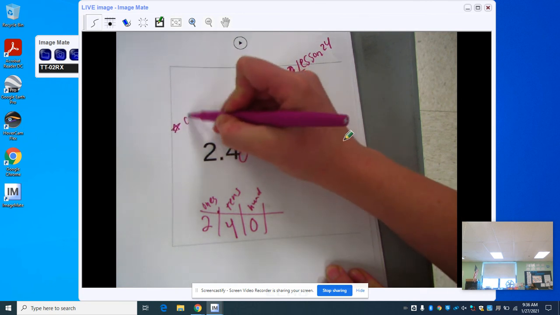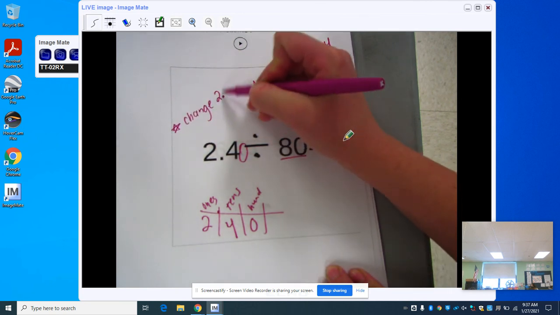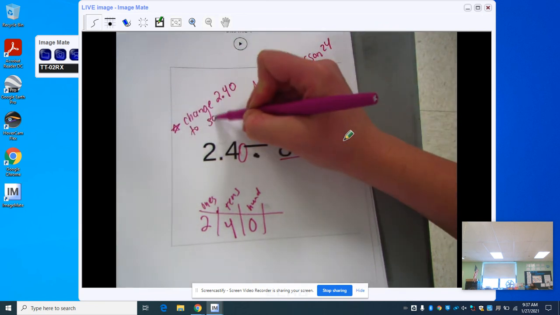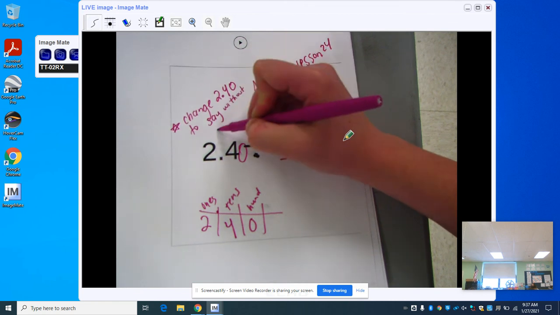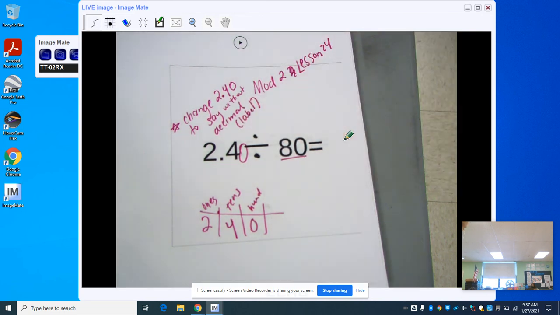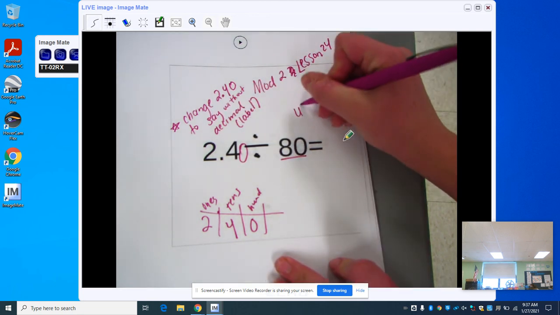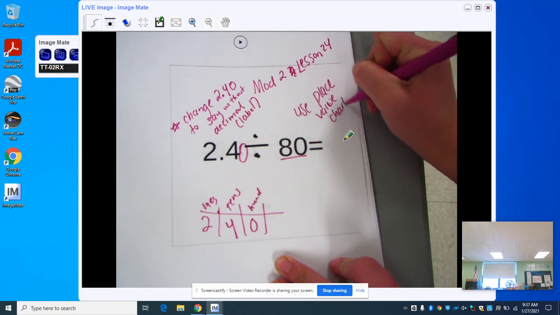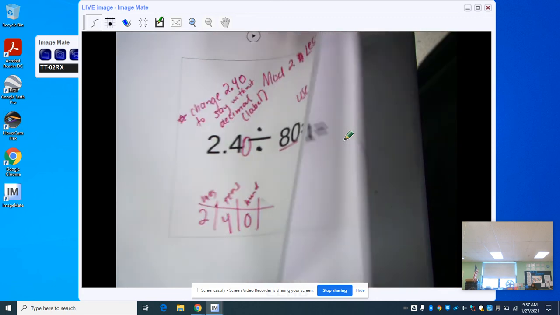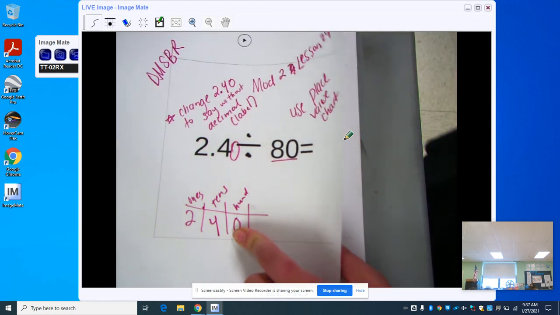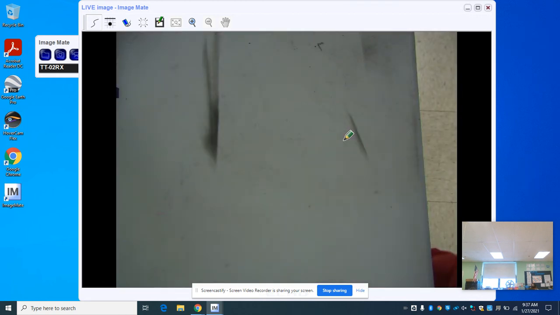Your hint is change 2.4 or 2.40, 2 and 40 hundredths, to say it without the decimal. AKA, say it with a label. And then divide. Use your place value chart. That's a big hit right there. Then divide using dirty monkeys smell bad really. Or divide, multiply, and subtract. Bring it on down and bring it on back.